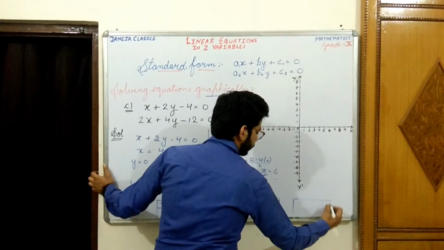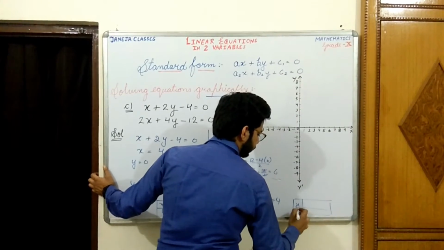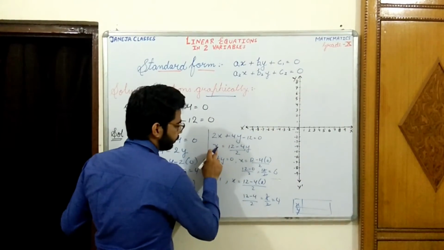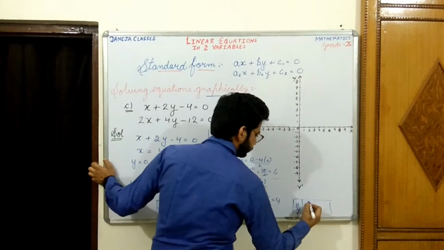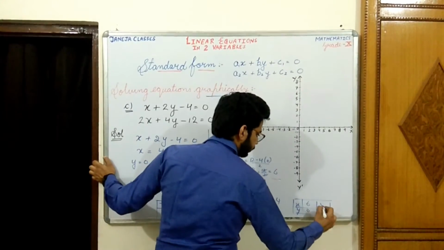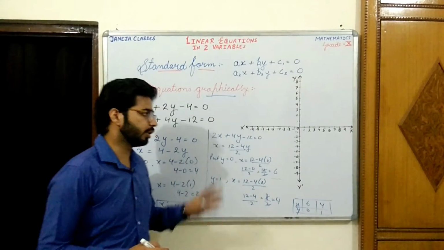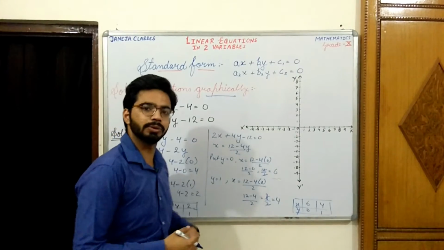Let us draw the table again, another x and y. Now x is 6 when y is 0, again 1 and 4. These are our final values. So let us plot these values on the graph and let us see the relation between these two equations.